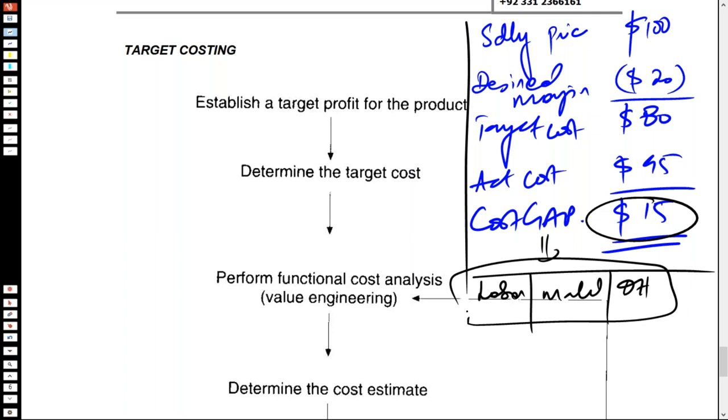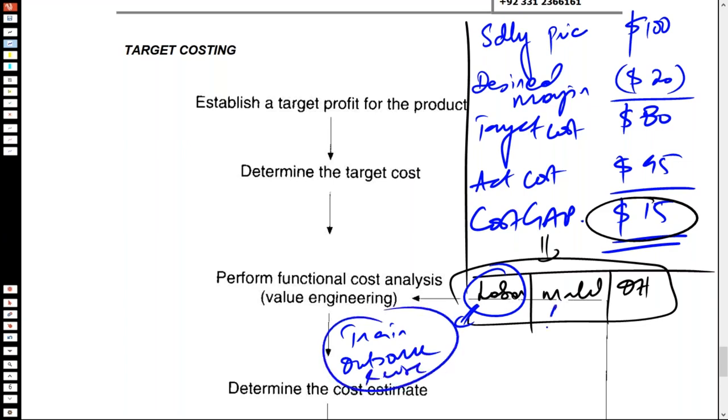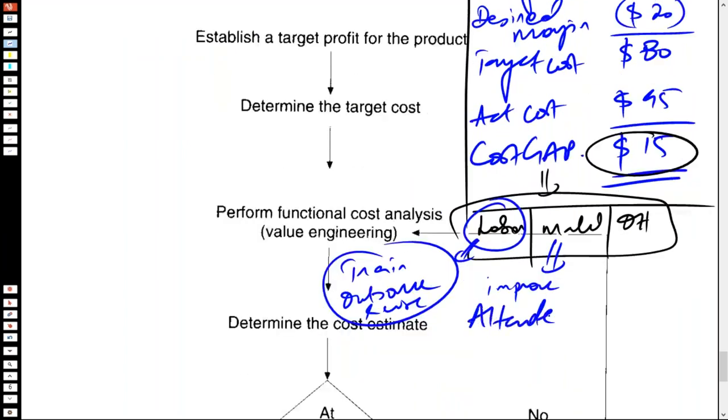Now, what we do is try to reduce this gap. Maybe if there is a labor issue, you might train them, you might outsource, you might revise their arrangements, etc. If there is a material issue, you might improve the efficiency of the way the material is being used, or maybe you could find an alternate material, or maybe you could try to eliminate the wastage of the material. There could be a lot of things.